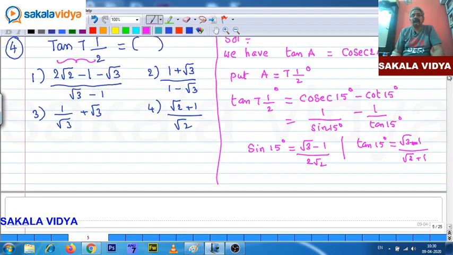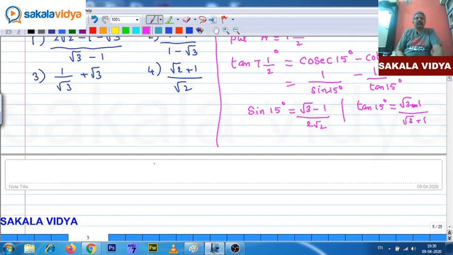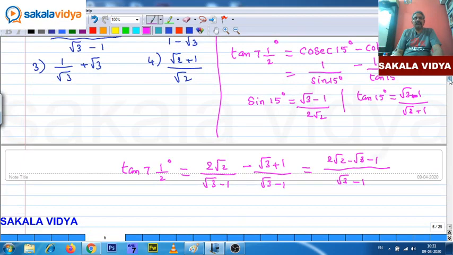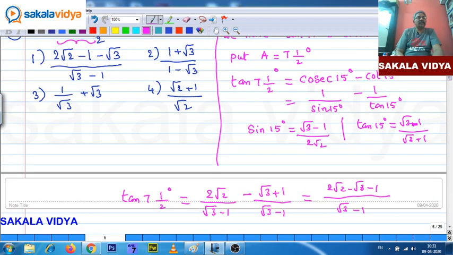So now, tan 7 and half degrees is equal to 2 root 2 by root 3 minus 1, and minus 1 by tan means here root 3 plus 1 by root 3 minus 1. Take LCM root 3 minus 1. Here you get 2 root 2 minus root 3 minus 1. You check the options. See, 2 root 2 minus 1 minus root 3. First option is the right option. Yes, first option is the right option.